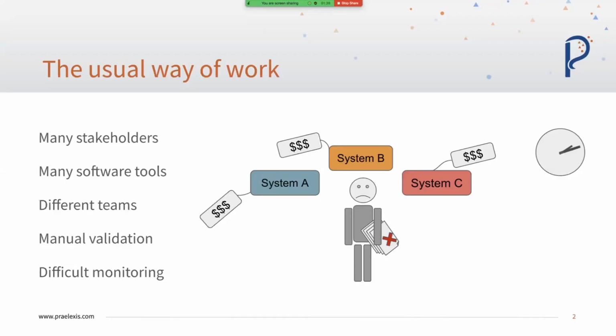Before I discuss our approach, let us look at the usual way of work. Credit risk management often involves the cooperation of many different teams and stakeholders within an organization, the use of a large number of different software tools across teams and within teams, model development by one team and deployment by another. This is typically risk prone and things may get lost in translation. Largely manual model validation and review procedures. And then finally, a difficult and manual model monitoring procedure.